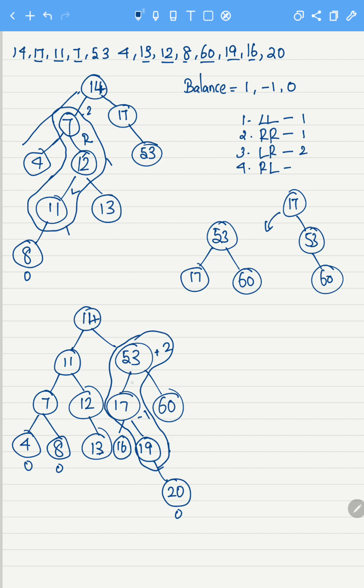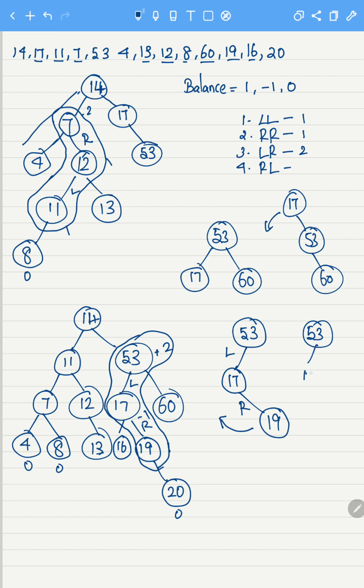So what are the cases here? This is left and then right. Let me write this node separately: 53, 17 and 19. Now this is your left, this is your right. So you have to do a left rotate so that it comes to the same direction. Whenever you do this, you have to make sure you exchange the node position. So it will become like this: 53, 19 will come up, 17 will go down, and all are in the same direction, the left direction.